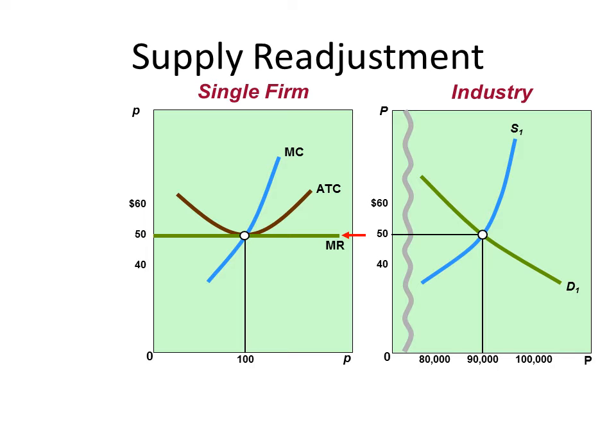fracking and directional drilling. If you look at the horizontal MR, marginal revenue curve, that is the same exact idea as the perfectly elastic demand curve from the previous slide. The single firm is a price taker at the market price. The market price was determined by the right-hand graph, the industry, a very large number of buyers and a very large number of sellers in the oil industry. So on the right-hand side, market price was determined as $50 per barrel.